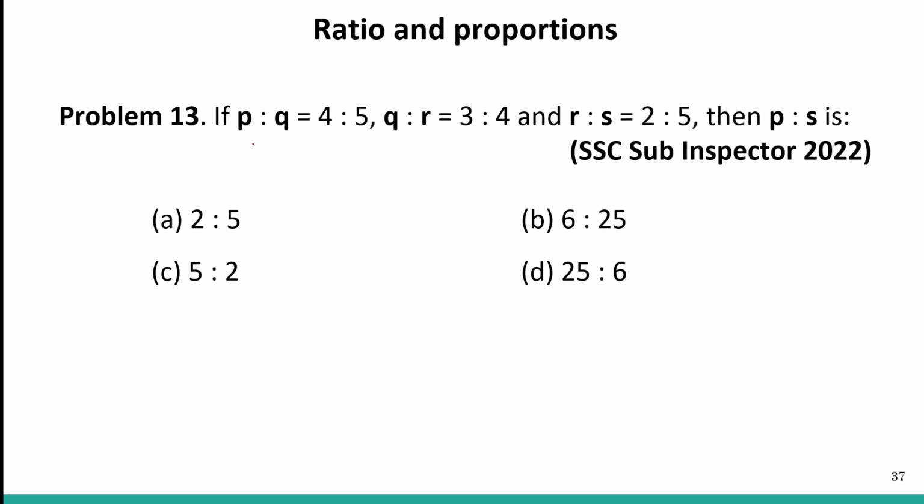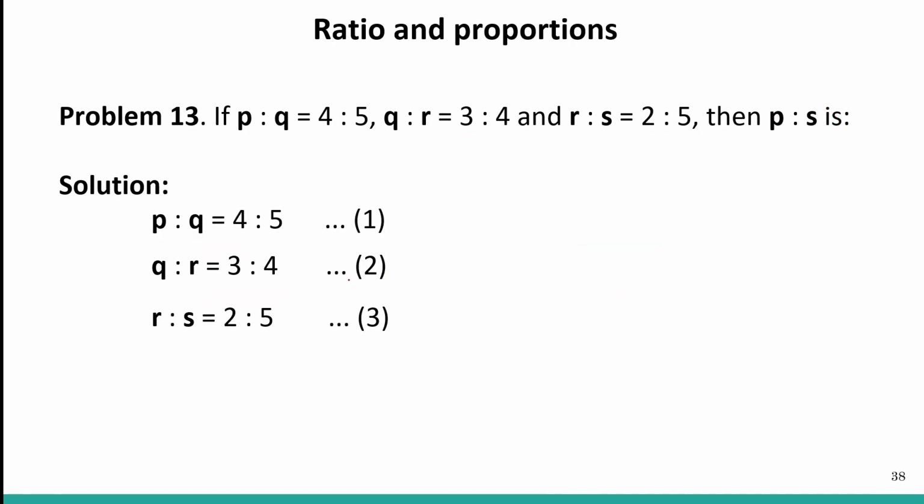So given that P is to Q is equal to 4 is to 5 and Q is to R is equal to 3 is to 4. So R is to S is equal to 2 is to 5, then what is the ratio of P is to S. Okay, this question has appeared in SSC Sub Inspector 2022 paper. Okay, so is it 6 is to 25? Is it 25 is to 6, 5 is to 2, or 2 is to 5? So let's go forward and see which one among these four is the correct one.